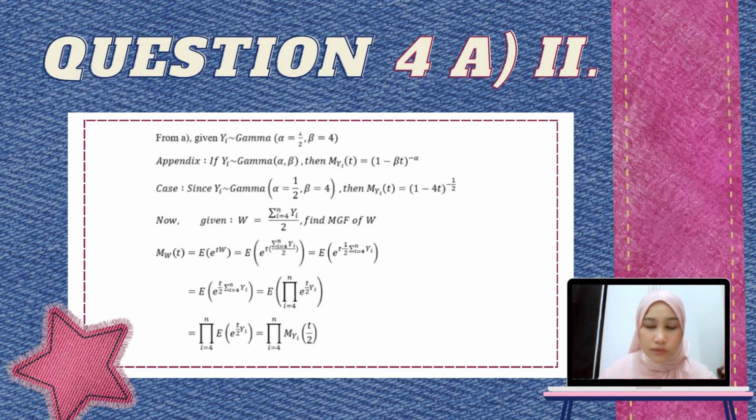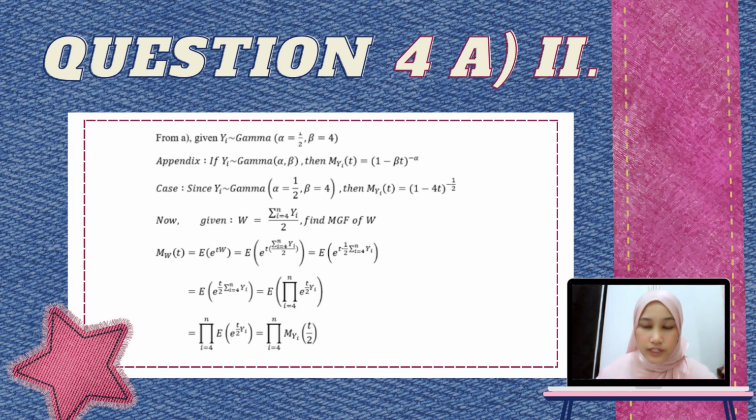Next, we need to find the MGF of the gamma distribution. So let's recall the MGF formula for the gamma distribution. If Y sub i follows gamma with parameters alpha and beta, then the MGF is (1 minus beta times t) to the power of negative alpha. In this case, alpha is 1 over 2 and beta is 4, so the MGF becomes (1 minus 4t) to the power of negative 1 over 2.